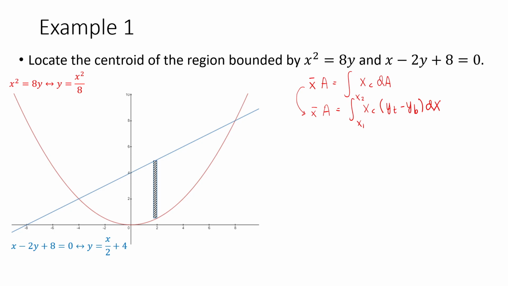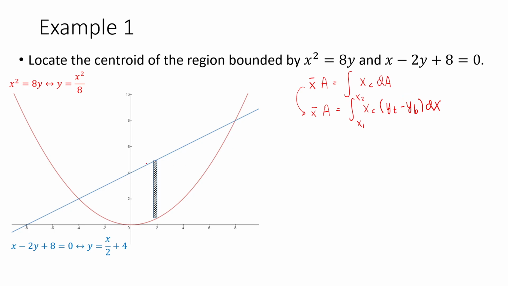That is the purpose of why the formula was written that way: your differential area will be different depending on what particular strip you're using, vertical or horizontal. Okay, since you already know the y top and y bottom from the previous solution, let's now determine your x sub c.